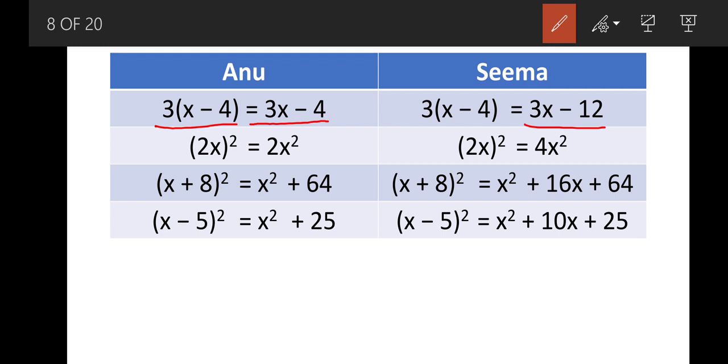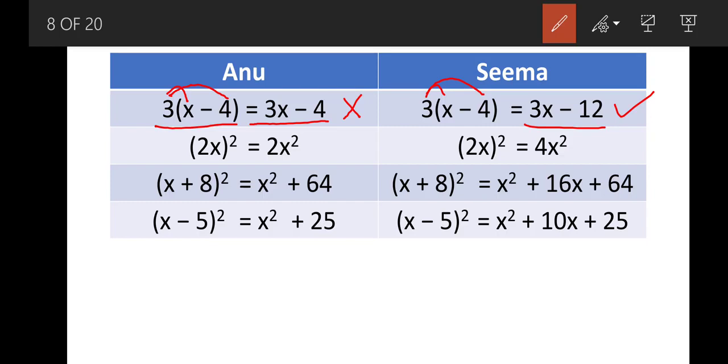As we know that this 3 is to be multiplied by every term which is present inside the bracket. So 3 is to be multiplied by x and 3 is to be multiplied by 4 also. So likewise, according to Anu, the answer is wrong. The answer which Anu has given is wrong. So Seema's answer is correct. So 3x minus 12, 3 into 4 is 12. So this 3 is to be multiplied by x as well as 4 because both these terms are present inside the bracket, and we know that the term which is present outside the bracket is to be multiplied by each term present inside the bracket.